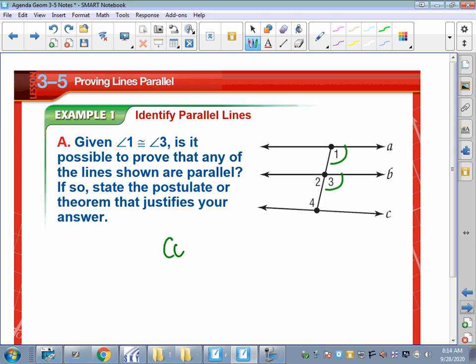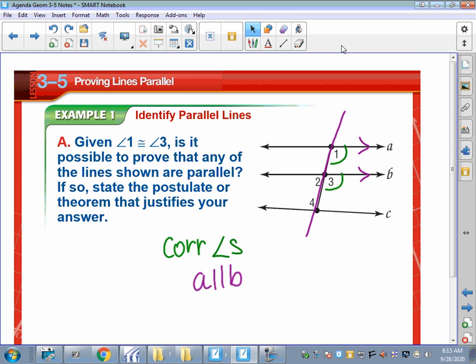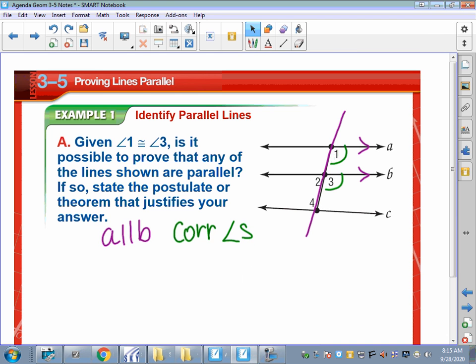Corresponding, right? Corresponding angles. Therefore, if my corresponding angles are congruent, that means that the two lines intersected have to be parallel. Well, this line goes through both of them, so that means that line A and B has to be parallel. Here's your answer for this question. A is parallel to B because of corresponding angles.